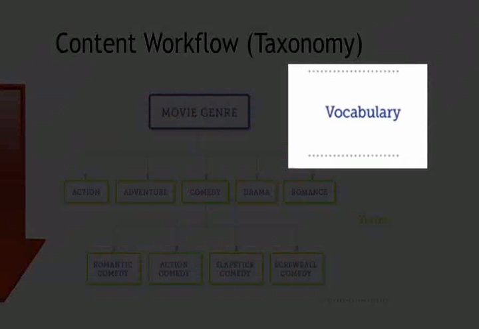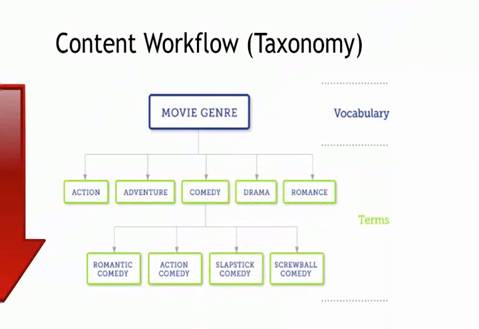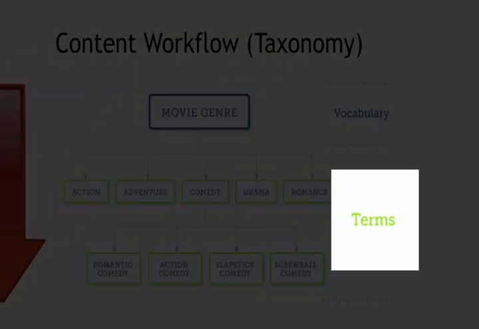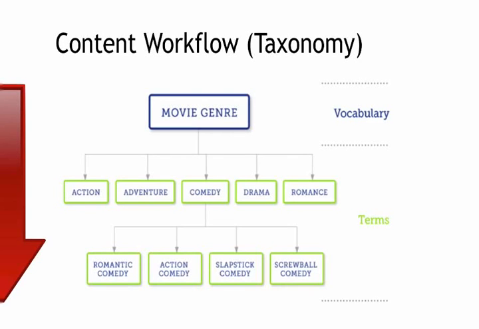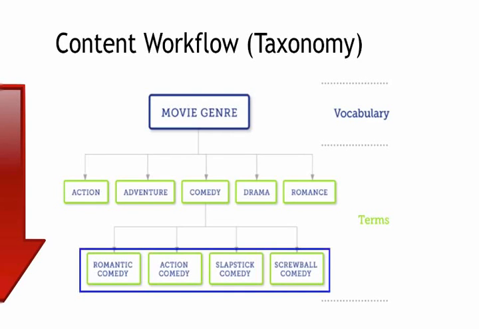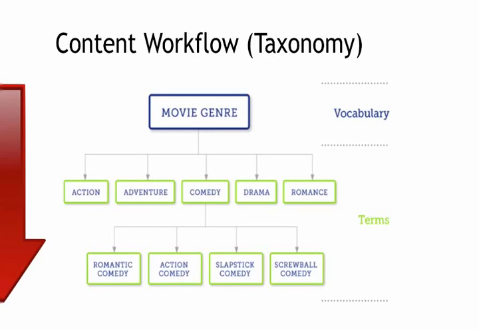Movie genre would be a vocabulary, and that's the term for the main category. And in that vocabulary, we have terms. So on the screen we have action, adventure, comedy, drama, and romance. And then under comedy, we have romantic, action, slapstick, and screwball. We can have unlimited nested categories or terms in a Drupal vocabulary or taxonomy.